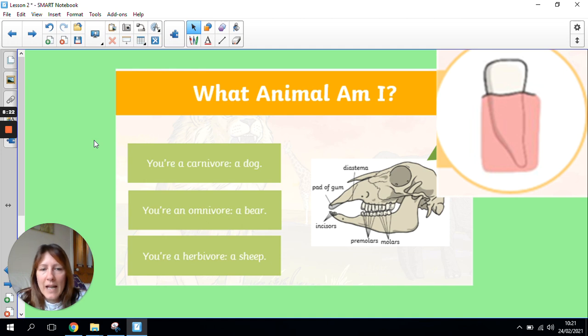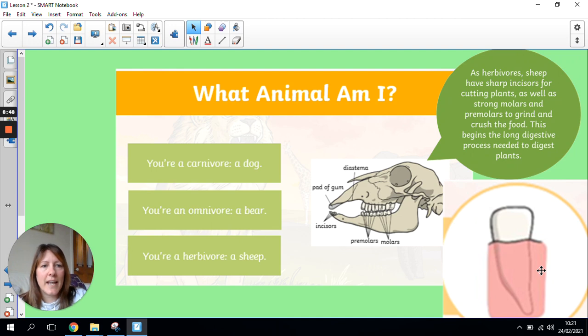Right, so let's play What Animal Am I? So have a look at this skull here. You can see some incisors at the front, premolars and molars. Do you think this animal would be a carnivore, like a dog, a meat eater? Do you think it would be an omnivore, a bear? Or do you think it's a herbivore, a sheep? Write your answer down. Okay, so it is a sheep.